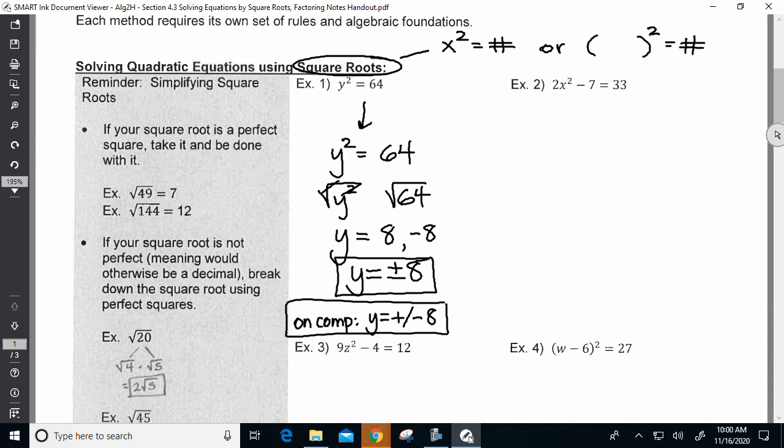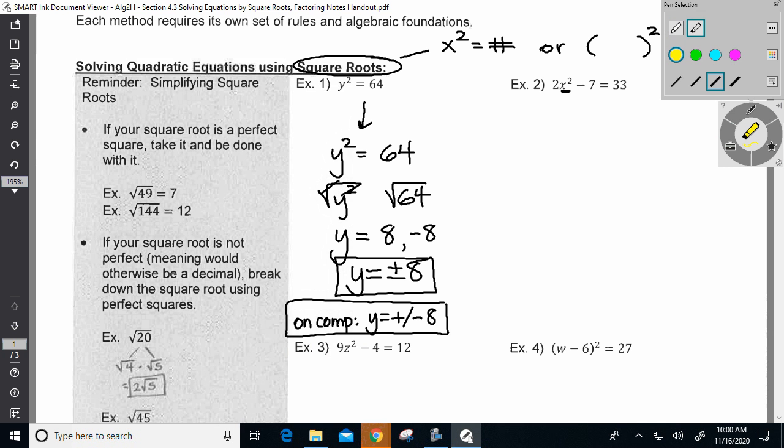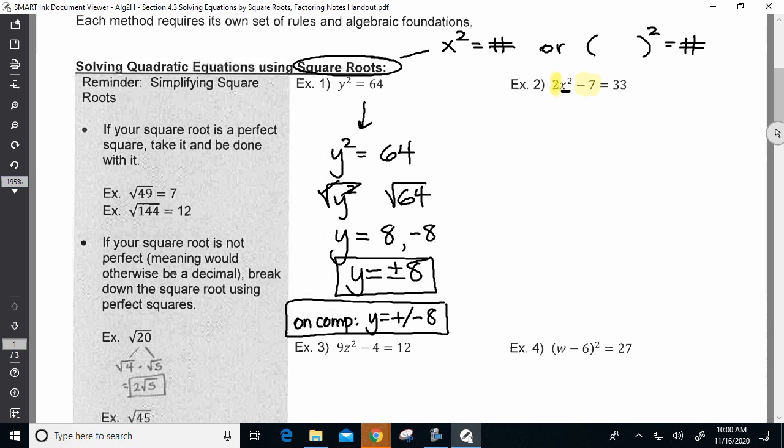Problem 2, 2x squared minus 7 equals 33. So you have x squared, but now you got something in front of it, and you got something behind it. So we have to take care of that before we start taking the square root. So the minus 7 has to go. And the 2 has to go.